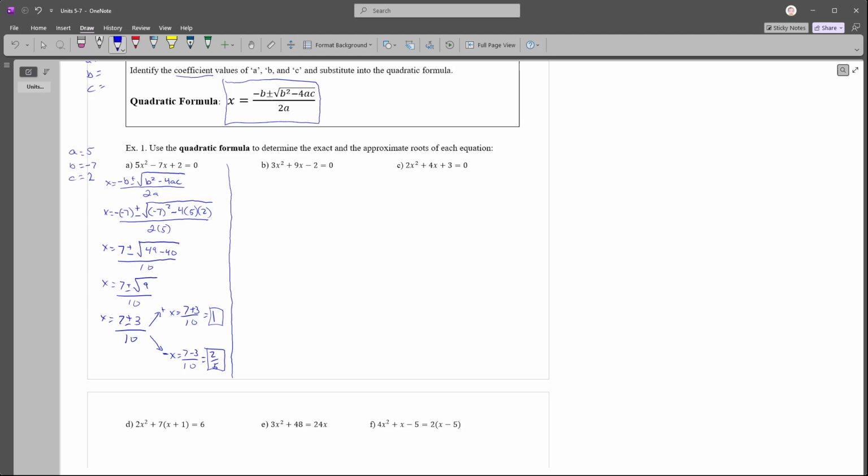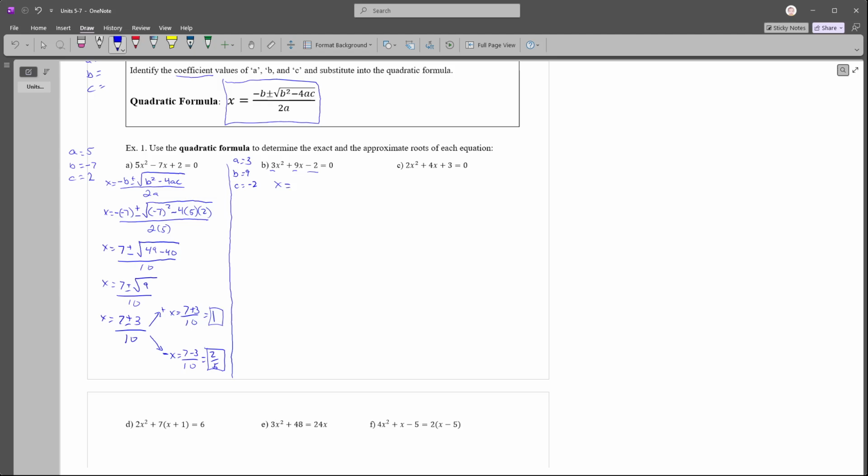So we have our A, we have our B, and we have our C. So A is equal to 3, B is equal to 9, and C is equal to negative 2. Okay, let's get right into it this time. I'm not going to write out the whole equation this time. We're just going to write it out.